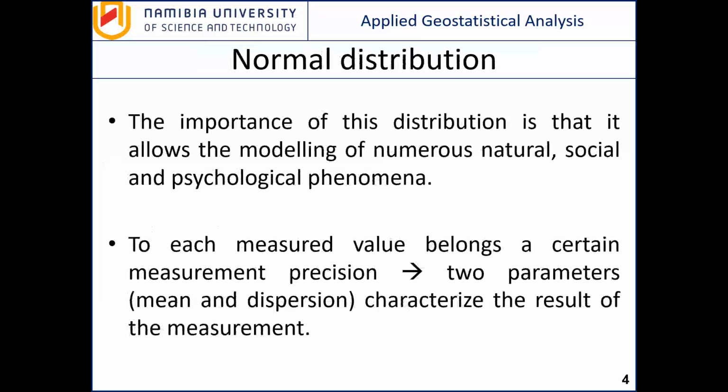What is the normal Gaussian distribution? Okay, it's a very important tool of distribution. There are many types of distribution. One is the normal distribution because it allows us to model many natural, social, and psychological phenomena. Yeah, so it's a modeling tool. To each measured value belongs a certain measurement precision. So two parameters, mean and dispersion, characterize the result of the measurement.